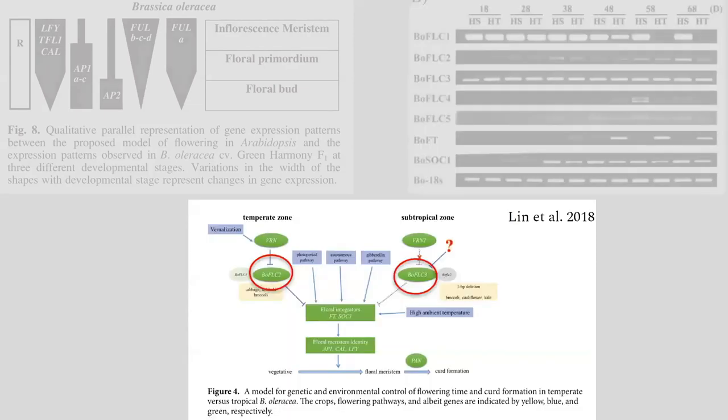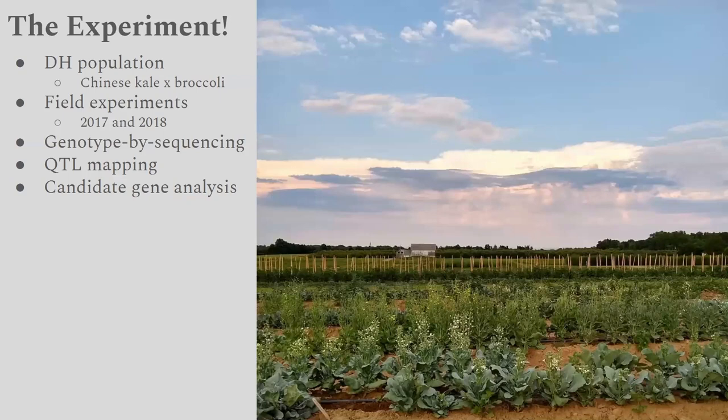Another paper came out that shows curd development in broccoli, and they identify the role of FLC2 and FLC3 within different contexts. So there's sort of a convergence on the role of FLC in this broccoli heading phenotype, but the story is not complete yet.